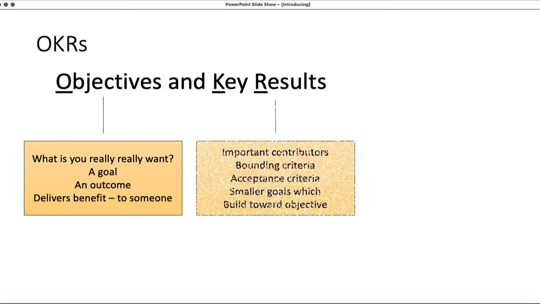Key results, these are the things that build towards the objective. They are the bounding criteria, the acceptance criteria. They are smaller goals which build towards the objective. Importantly though, the objective should be more than just the sum of the key results. It's bigger than the key results.